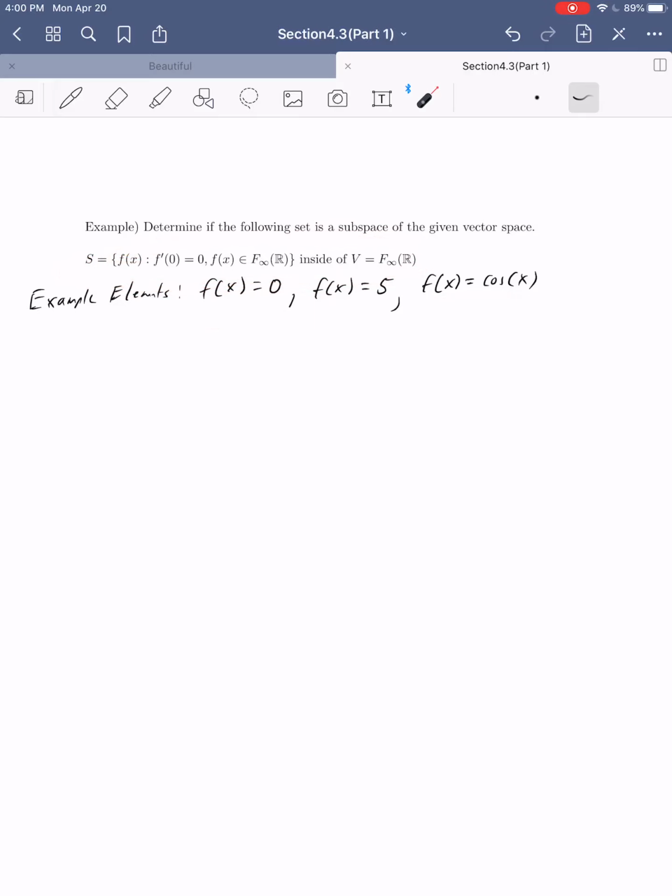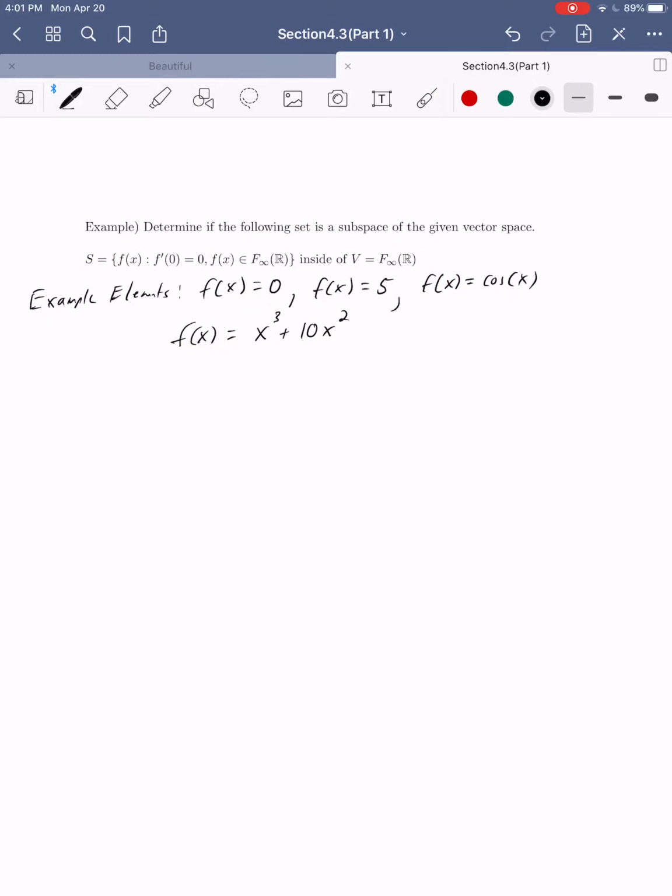Could you think of more complicated ones? Sure, right? We could play around and probably realize that something like x cubed plus 10x squared is also an element. How do I know that? Take its derivative, 3x squared plus 20x, plug in 0. Well, there's an x in every term. It's going to be 0. That guy's in there. So all of these would be example elements inside this subset.